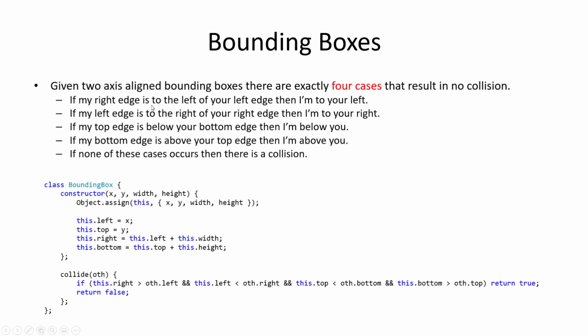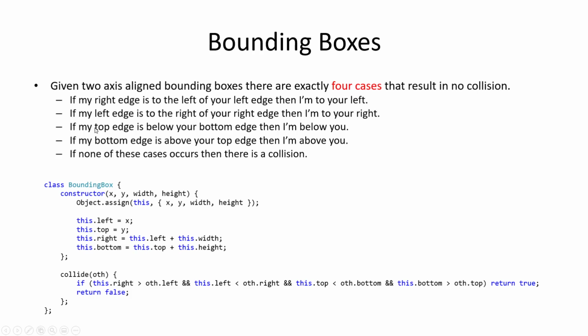If my right edge is to the left of your left edge, then I'm to your left. Okay, flipping those around, and you can test this on a diagram if you like as well. If my left edge is to the right of your right edge, I'm on your right. That's just flipping it the other way around, okay? So if I'm on your left or I'm on your right, remember that means no collision, okay?